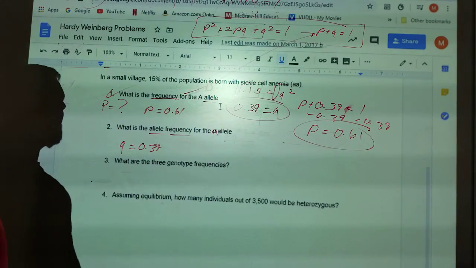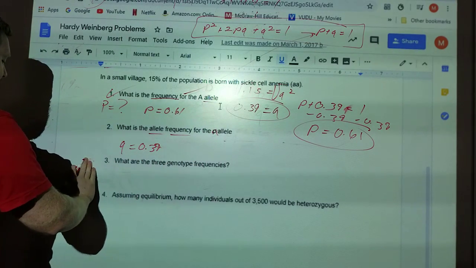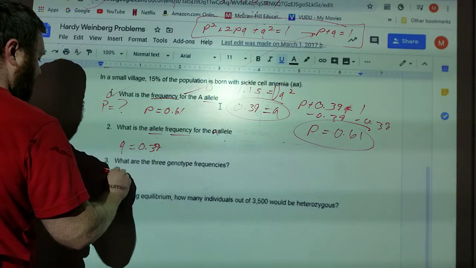Now, how do I find it? Well, q squared we already know. q squared equals 0.15.